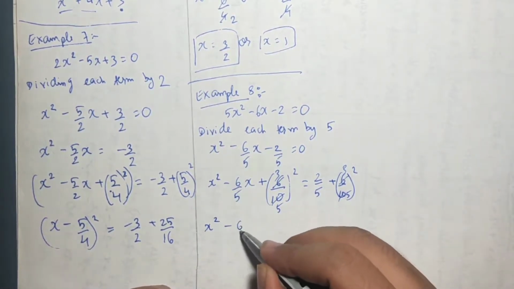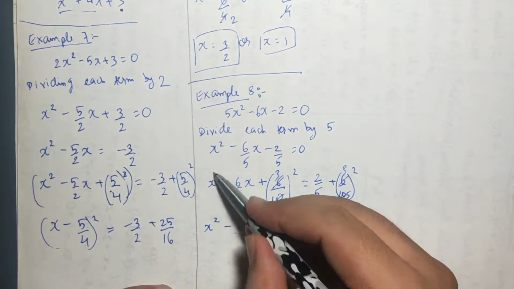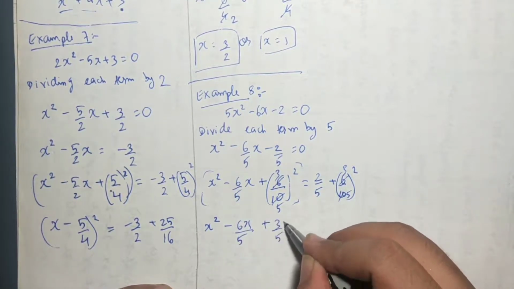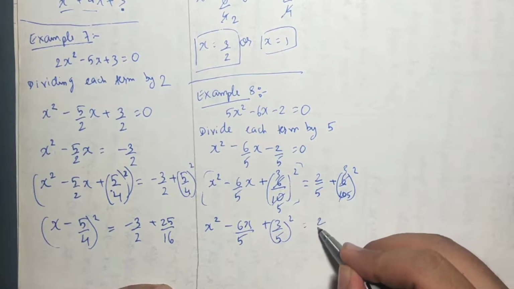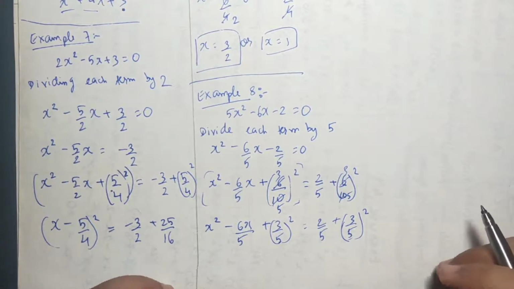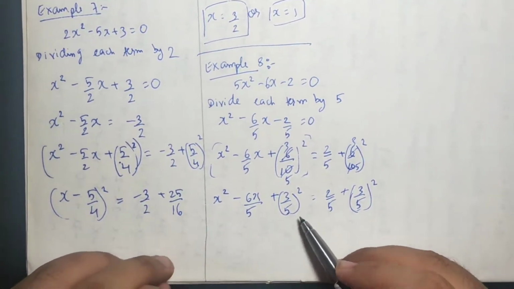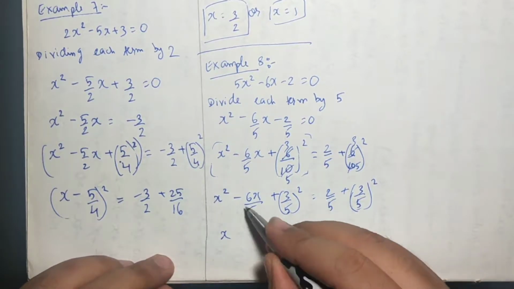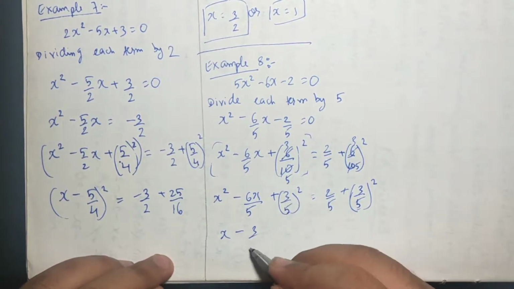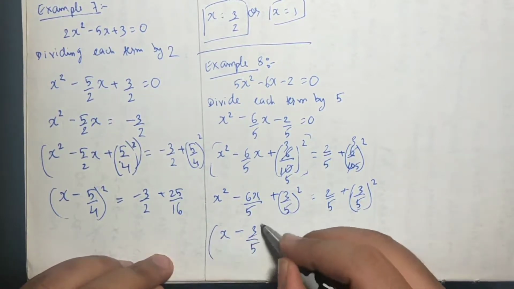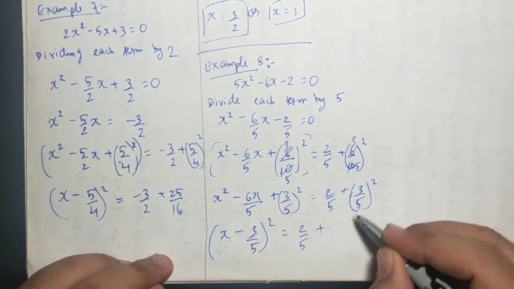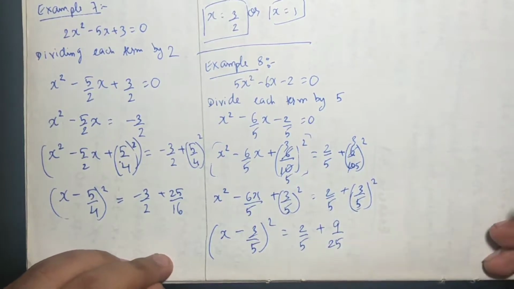So x square minus, now this becomes a perfect square. See, I am writing that step again, 6 by 5x plus 3 by 5 whole square. After cutting I am writing 2 by 5 plus 3 by 5 whole square. After cutting we got this answer. This is a perfect square of, first term is x, middle term is minus, so here minus will come. See the number in the bracket, that is 3 by 5. So 3 by 5 whole square is equals to 2 by 5 plus square will be 9 upon 25.